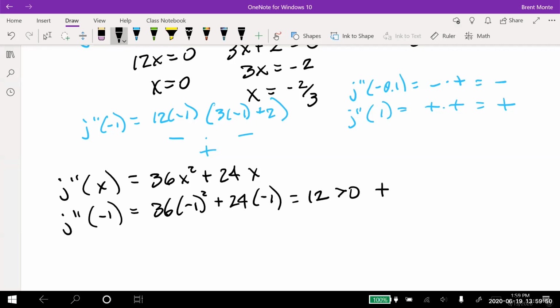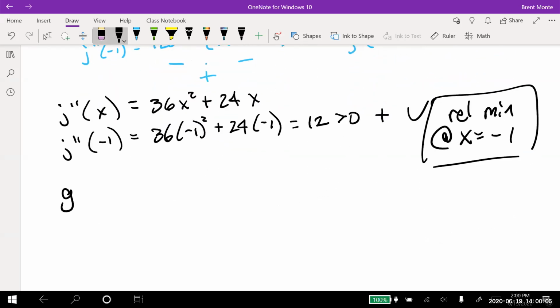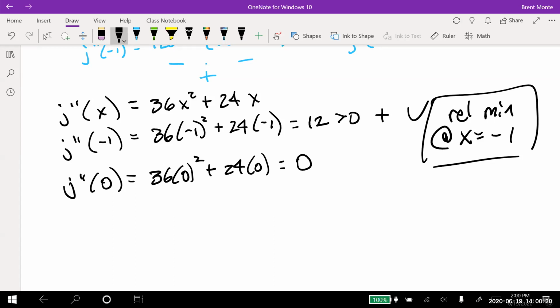Greater than 0, positive. Well, what does that mean? At negative 1, it was concave up. So I have a relative min at x equals negative 1. And then I do j double prime of 0, which is 36 times 0 squared plus 24 times 0 equals 0. That's not positive or negative. So actually what happens at 0 is I can't use the second derivative test. I would have to use the first derivative test there to see if it's a relative max or relative min or just an inflection point. Remember, it was just an inflection point.